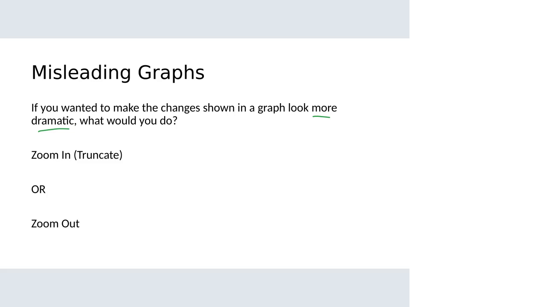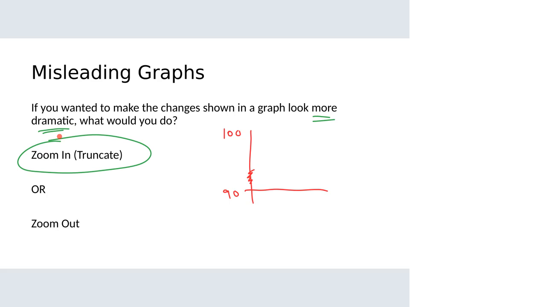Okay. If I want to make the changes look more dramatic, what do we do? And you probably remember, if I want to look more dramatic, then I want to zoom in. I'm going to truncate that axis. Instead of going from 0 to 100, if we want the change to look more dramatic, we can zoom in and just go from 90 to 100. And when I do that, by truncating the axis, by changing what's going on in my y-axis, if I want it to look more dramatic, then I am going to zoom in or truncate.